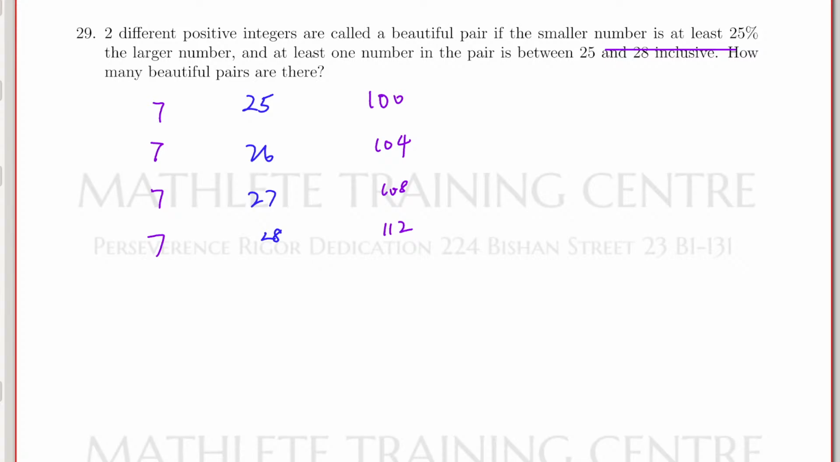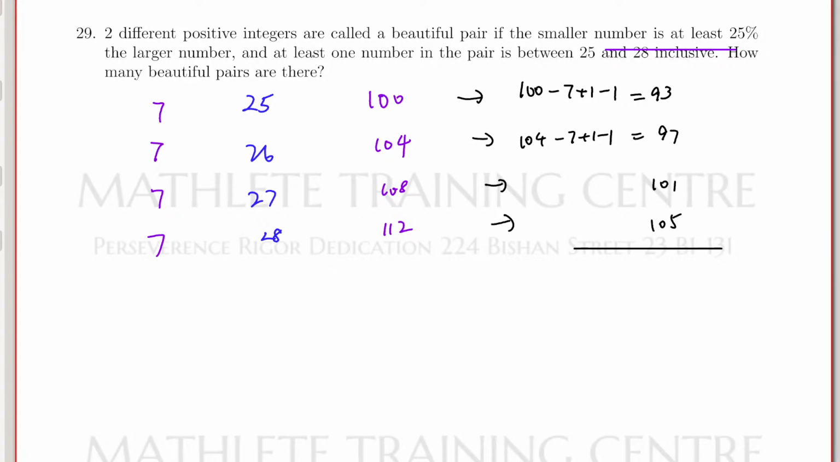Right? So how many pairs are there? Now in the first case, 25 can be paired with a number other than 25, right? How many numbers other than 25 are there here? 100 minus 7 plus 1 minus 1. The last minus 1 is because I need to remove 25. So there are 93 numbers here. Same reasoning, 104 minus 7 plus 1 minus 1, you see that it's 97. Then next one, there will be 101 numbers. Next one, there will be 105 numbers here. So if I sum them up so far, it equals 396.